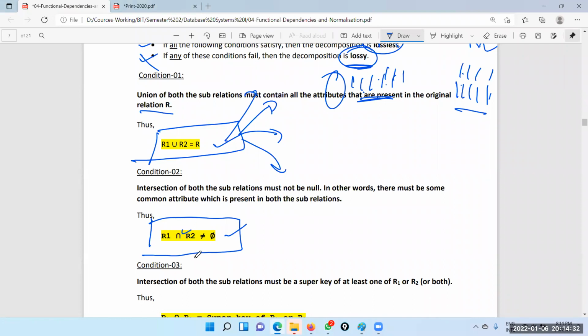Anyone, why does the second rule say R1 intersection R2 must not be empty?